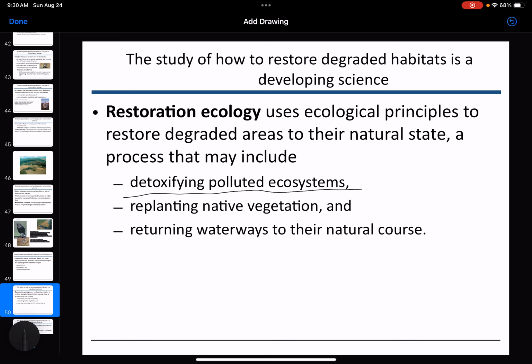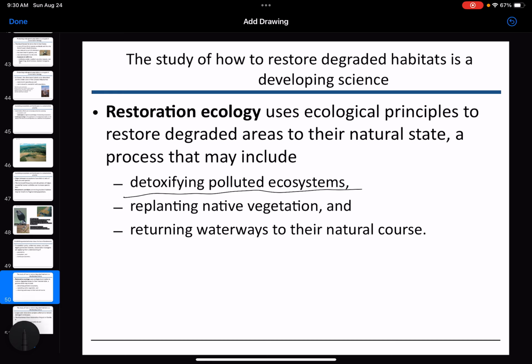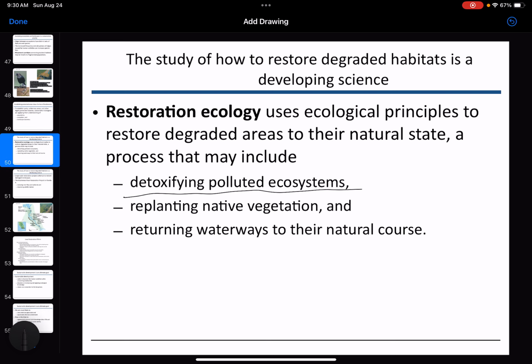And we're also potentially going to see the replanting of native vegetation in those Rialto sand dunes to the benefit of not only the plants themselves, but also to that particular fly species that is only found there in the world. And lastly, there's the returning of waterways to their natural course. There's examples of that we can see in the U.S. And we might also bring up the Salton Sea again here.